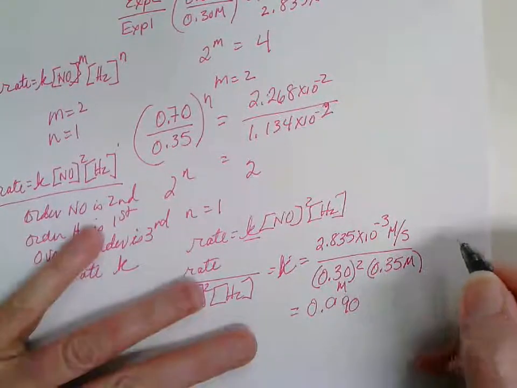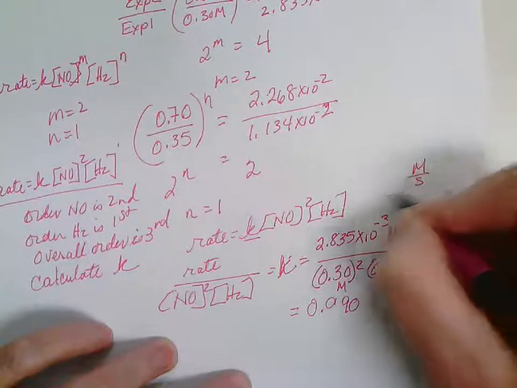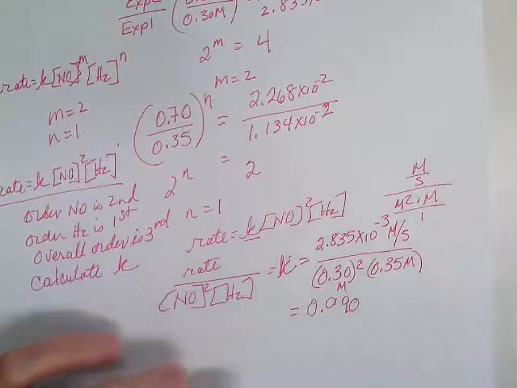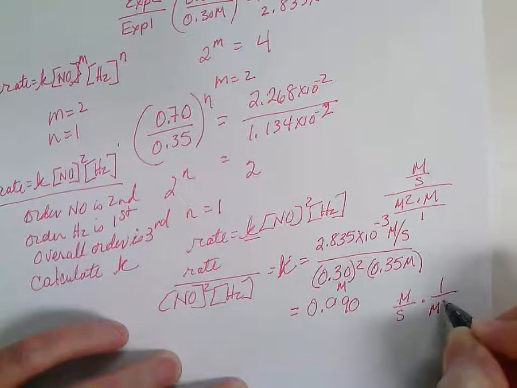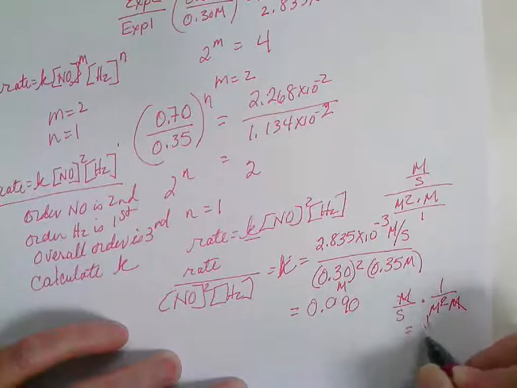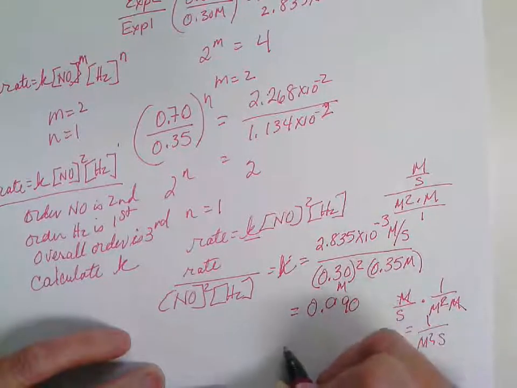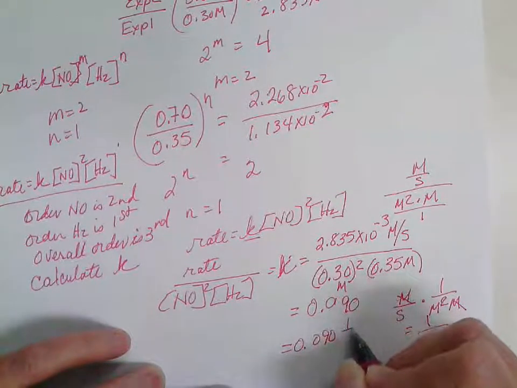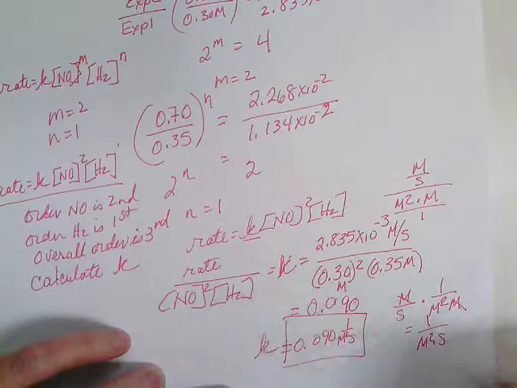So, what are the units? I'm going to take molar per second divided by molar squared times molar. I'm going to put that over 1 so I can flip it. And I get molar per second times 1 over molar squared times molar. So this molar would cancel with that. And I would get as my unit 1 over molar squared times seconds. And so k equals 0.090 1 over molar squared seconds. And that would be what k equals.